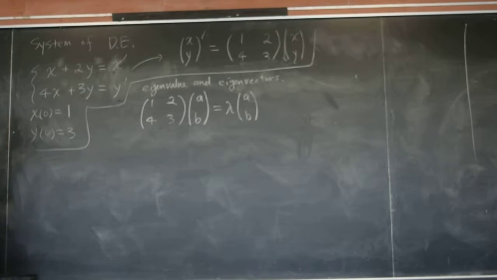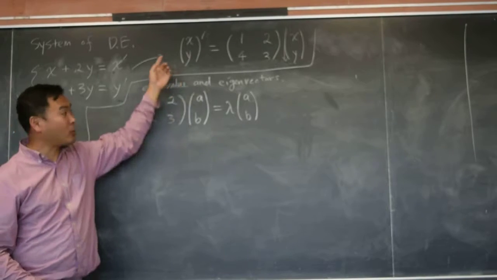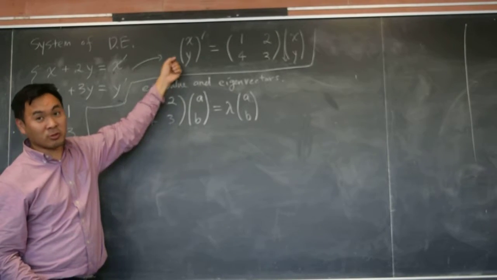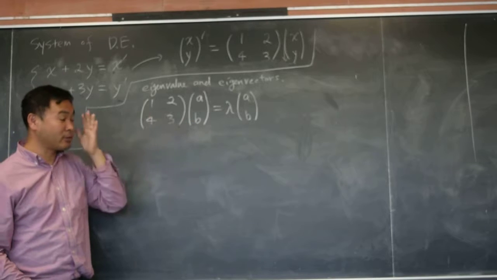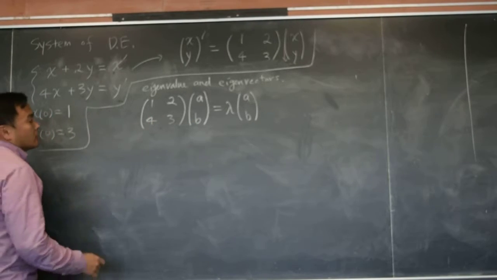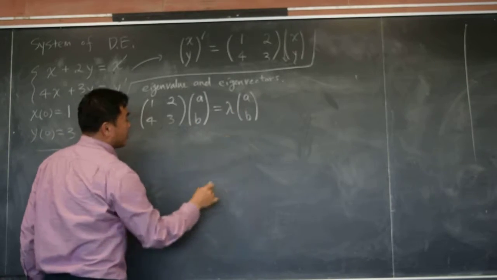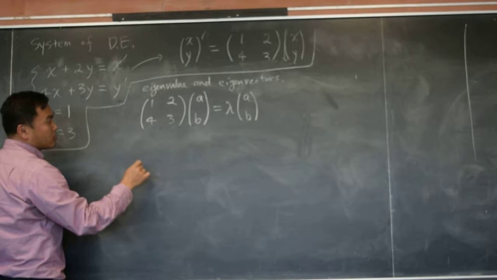Now I'll try to link this with this and explain why this will give you a solution to that later. But let's first focus on trying to find out what this means. What are these A and B's and lambda? Well, first think about it like this.